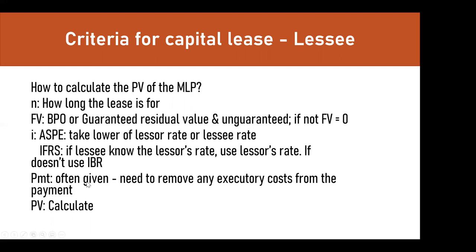For the payment, it's often given, and you need to remove any executory cost from the payment. So if they mention that the annual payment of the lessee is $50,000 and that includes $5,000 of executory cost, then your payment here would be $45,000. Sometimes when this is not given, you're going to have to put your present value as the fair market value of the asset. But if it is given, then you're going to find your PV with all the information that you put above. We're going to see both examples, where we're not given the payment amount, so you're going to see how that goes.